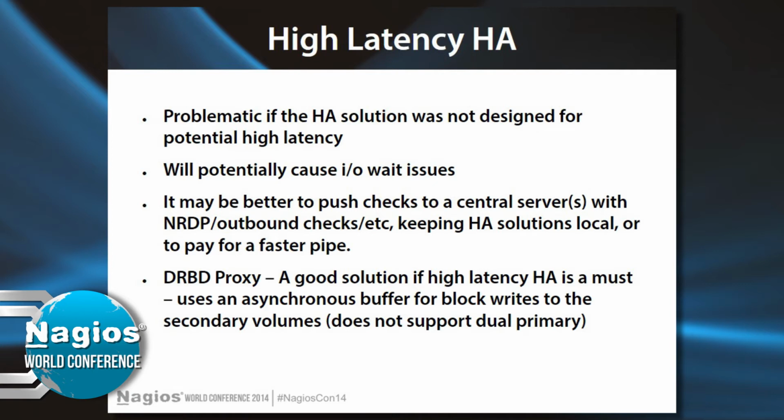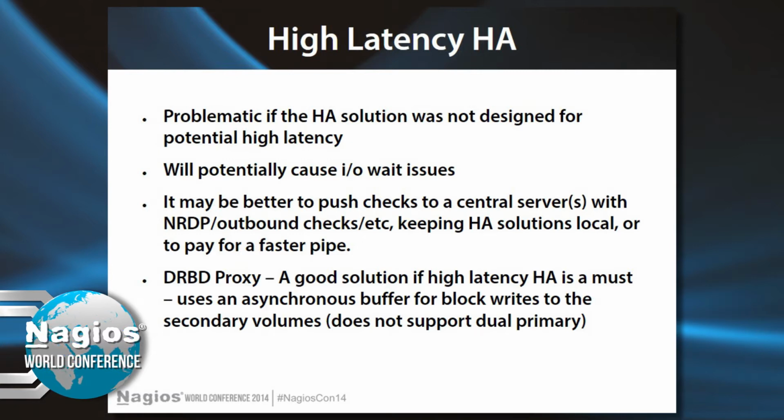If it's not a hard requirement, you can go ahead and use things like NRDP, outbound checks, passive checks, etc., to push them to another server, and then you can keep your HA solutions local. So if you have a federated model, you might want to run a pair of failover boxes in each geographic location, and then have all the checks pushed to a central server for reporting and maybe centralized notifications.